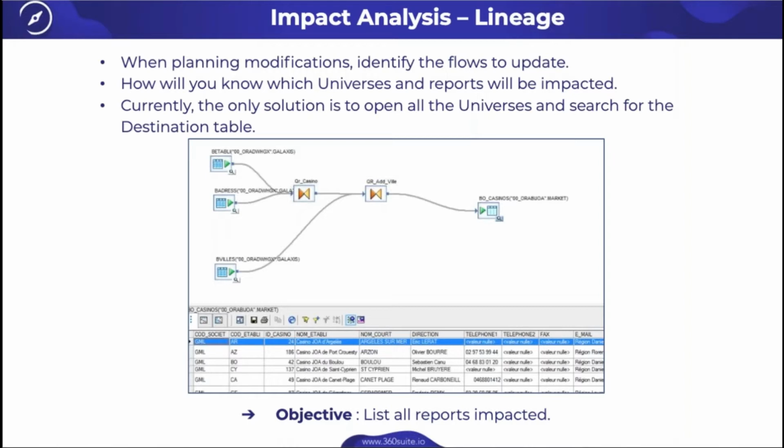Currently, to try to pinpoint what universes and what reports are being impacted, there's no solution available. You'd have to manually go through the universes to determine what might be impacted by certain changes.